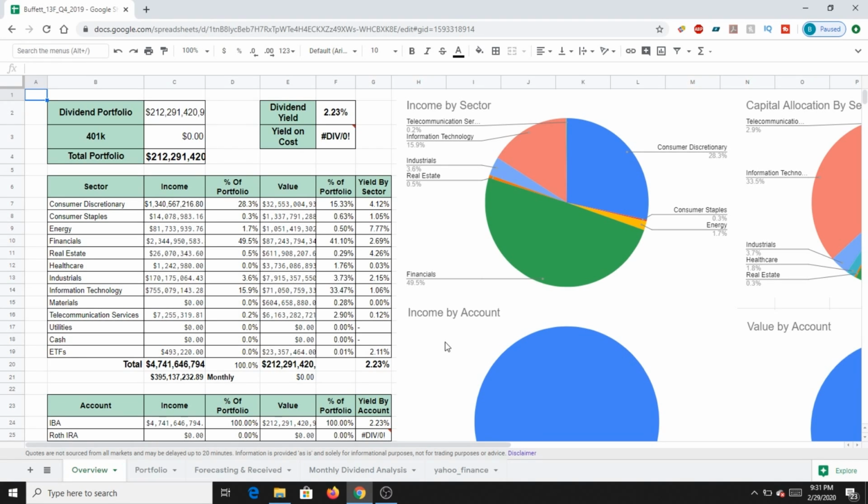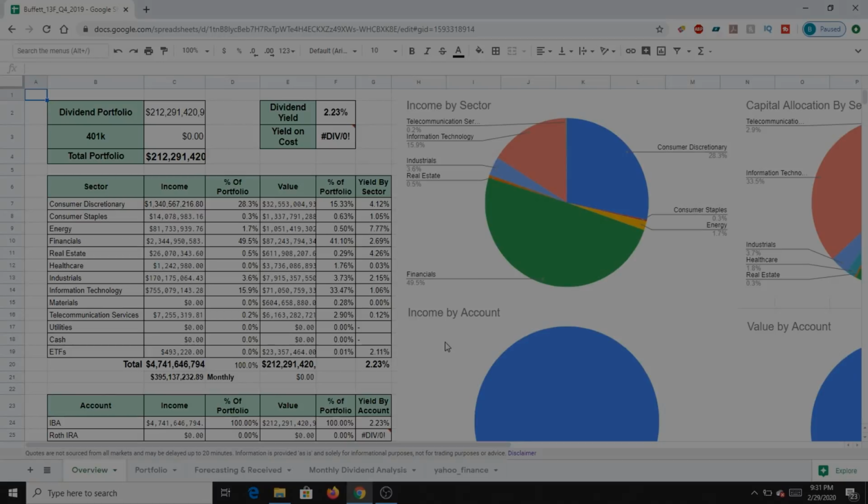But before we get into the nitty gritty of each individual stock, I want to give an overview of what Warren Buffett has in his portfolio, what's overweight, what's underweight with respect to the sectors he's invested in, and then we can go into each individual position that he has. So let's hop into the overview.